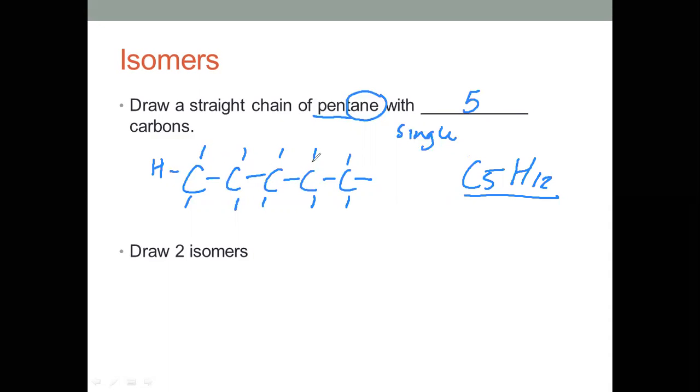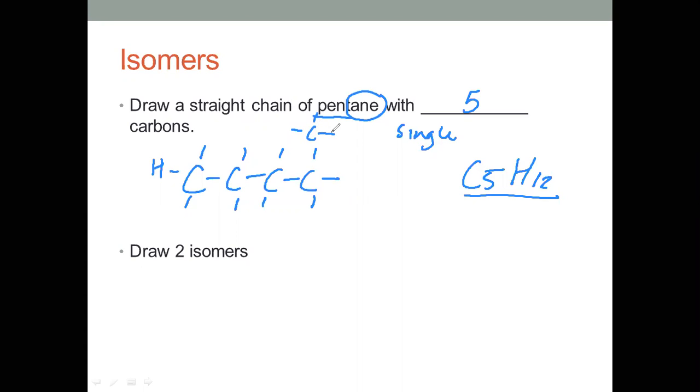So that means when I draw my 2 isomers, my formula needs to be C5H12, but it cannot be this same picture. So basically what you're going to do is move carbons around. Things you can't do: if you bend the last carbon, let's say you put it up, I'm going to get an eraser and just erase this. Let's say you bent your last carbon and you put it up here.